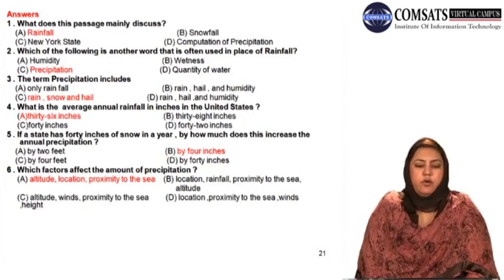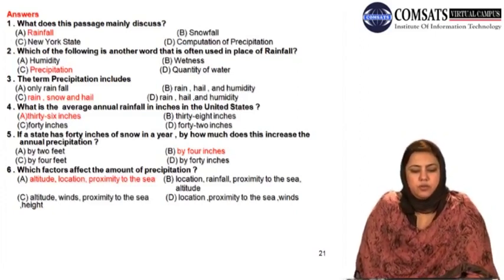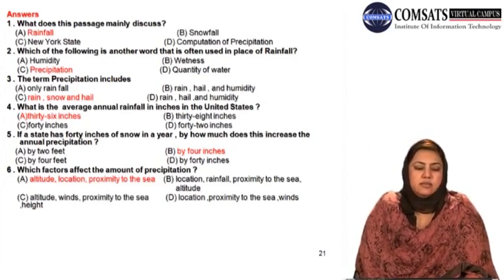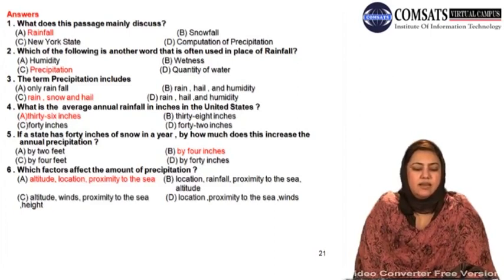Question number 2 was, which of the following is another word that is often used in place of rainfall? 4 options were given. Option C, precipitation, was the correct option. As far as question number 3 is concerned, the question was, the term precipitation includes dash, and option C, rain, snow and hail. This was correct. For question number 4, what is the average annual rainfall in inches in the United States? The correct answer was 36 inches.